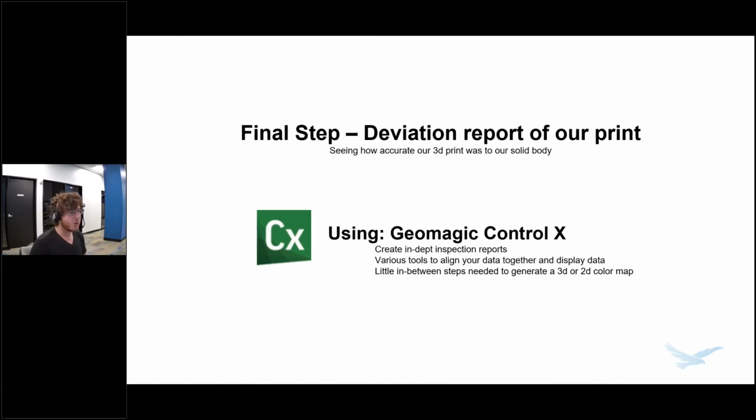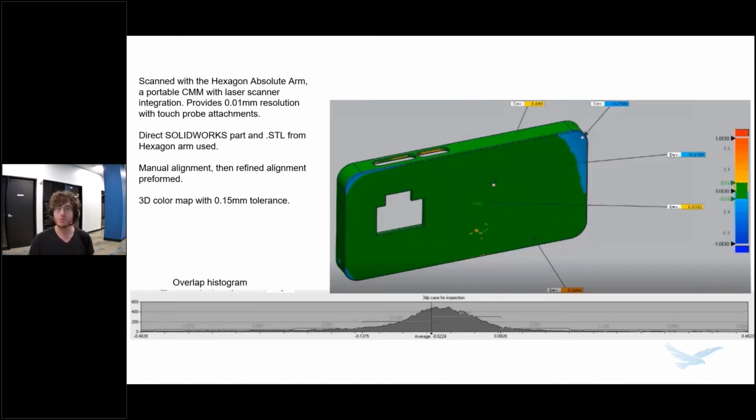So we can import various types of data into here. In this case, I actually used the Hexagon Absolute Arm to rescan the phone case. It's a laser scanner. So again, we're now not even using a structured light scanner. We're using a laser scanner, getting that real raw point data and converting it into a mesh again. So we scan our phone case, convert it into a mesh within something like PC-DMIS, the Hexagon software, and then we were able to export that STL out and bring it into Control X.